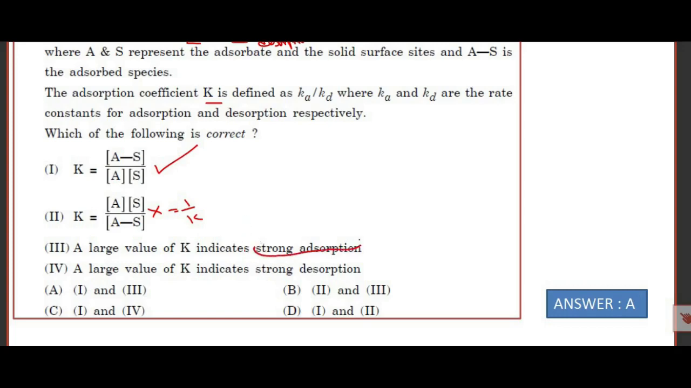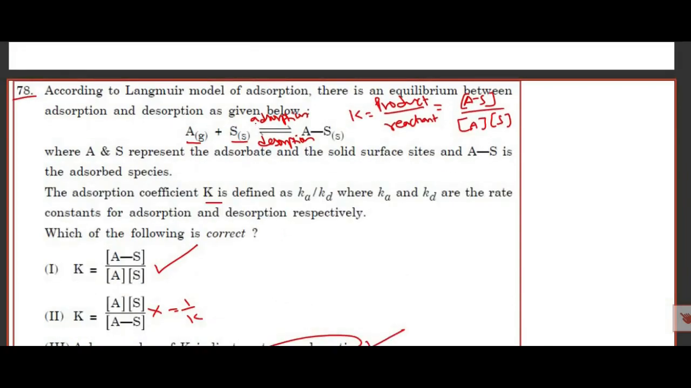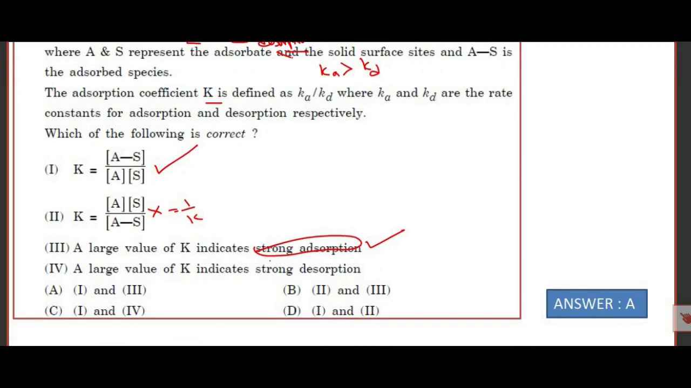Yes, strong adsorption is a correct answer, because the value of K is more for adsorption. This will be more and this will be less. That is Ka greater than Kd. Adsorption will be greater than the desorption. Thus option 3 is correct, whereas 4 is wrong. Here Ka is greater than Kd. Here what they have given is Kd greater than Ka, which is wrong. Hence here option 1 and 3 are correct.